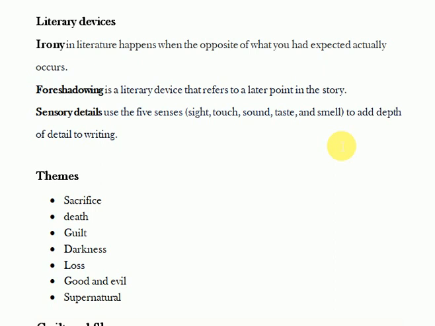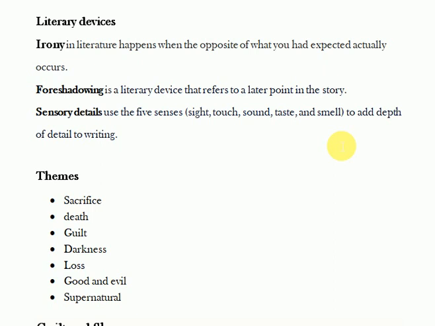Including those literary devices, there are irony and foreshadowing. And what is irony? Irony in literature means when the opposite of what you had expected actually occurs. Foreshadowing is also sparingly used, and this is a literary device that refers to a later point in the story.